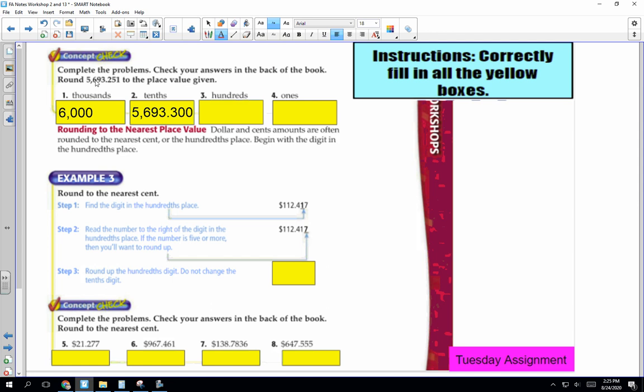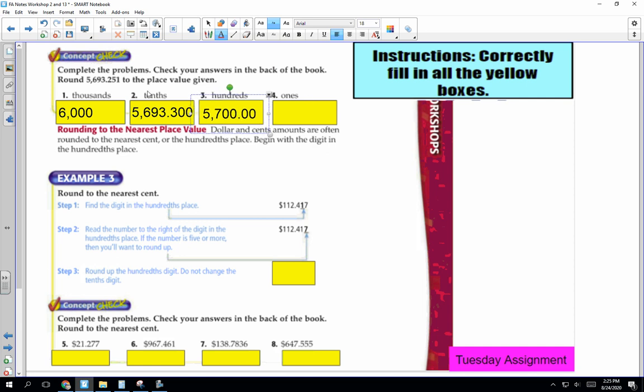Hundreds is this 6 value right here. The number to the right of it is a 9, so that's going to bump this up to a 7. So it's going to be 5,700.00.